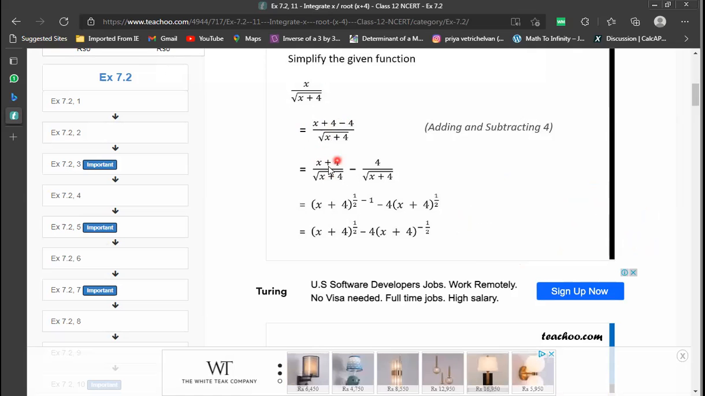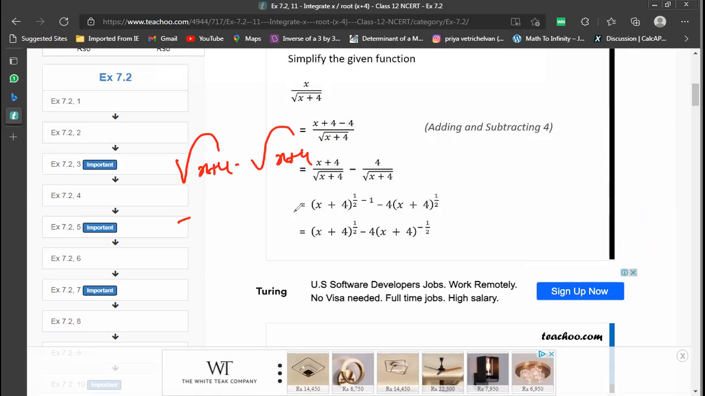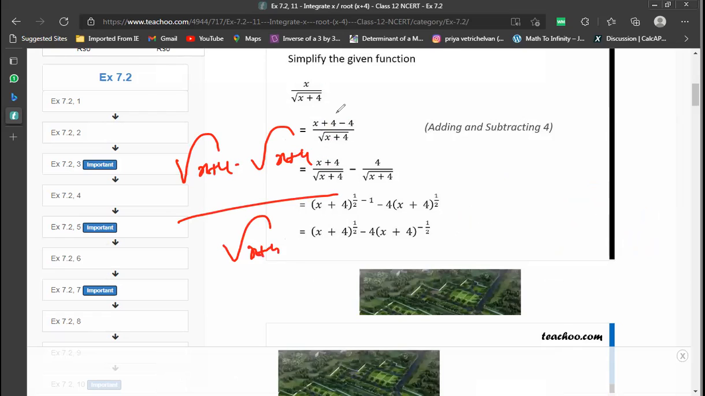Why am I taking x plus 4? Because x plus 4 can be written as square root of x plus 4 into square root of x plus 4. In the denominator, you do have another square root of x plus 4. So this square root of x plus 4 can cancel with the square root of x plus 4 in the denominator. That is why I'm grouping the x and 4 together.